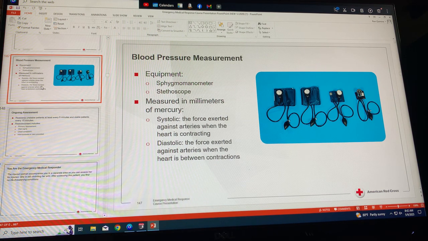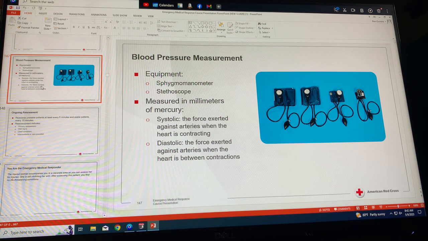Okay, next we're going to deal with blood pressure measurement, okay? Here with equipment, right? We have a manometer, and then we have a stethoscope, okay? So, to measure blood pressure, you need 2 pieces of equipment. A manometer and a stethoscope.